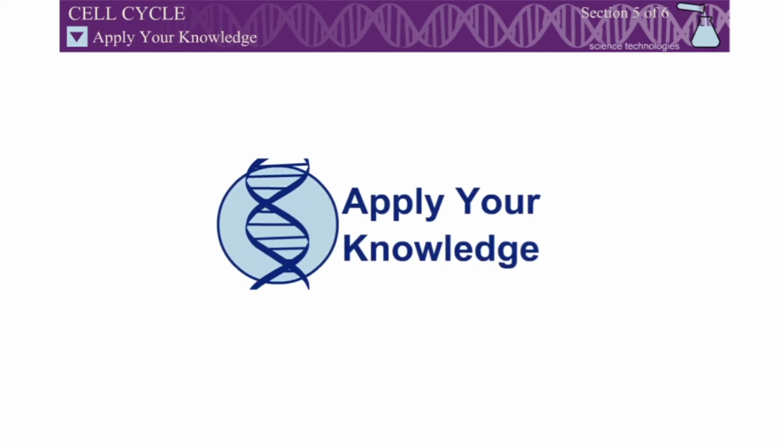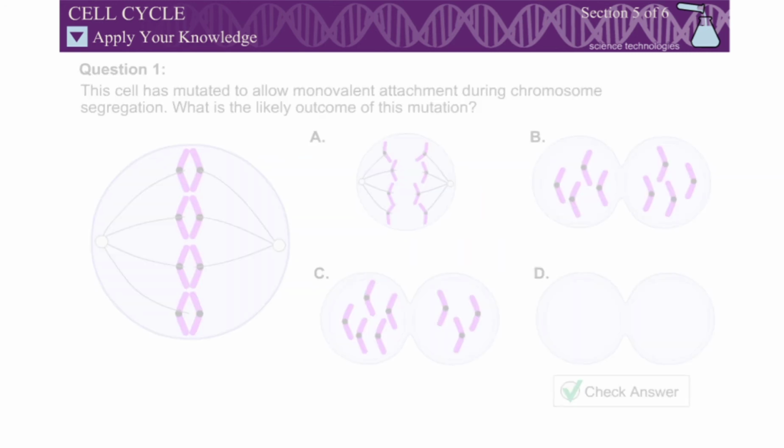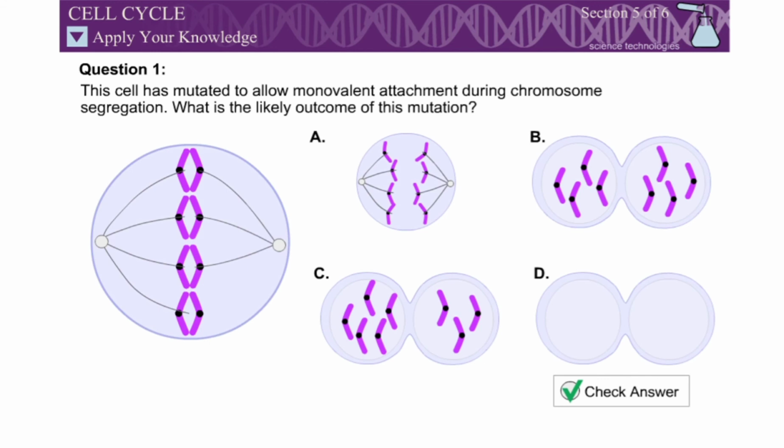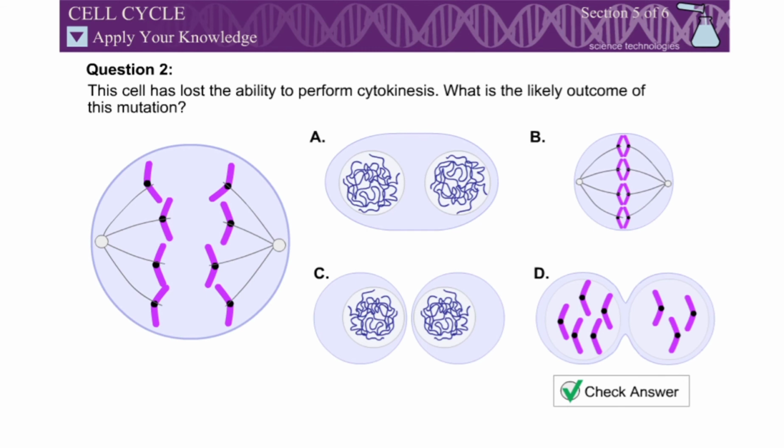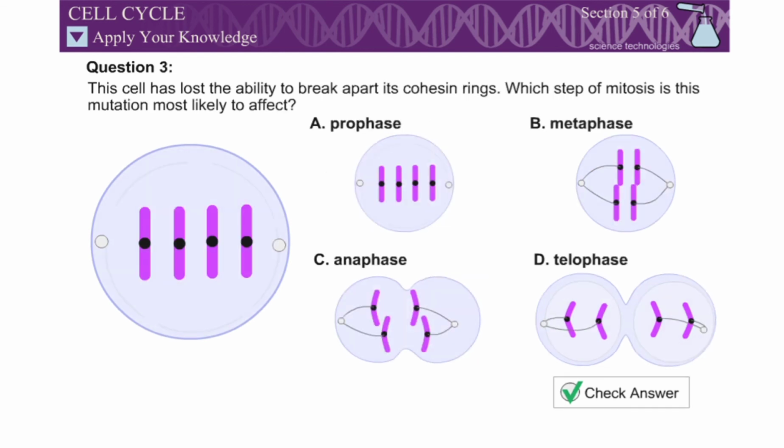How well do you understand the phases of the cell cycle? Test your knowledge by matching the cell activity with the proper cell cycle phase. Question 1. This cell has mutated to allow monovalent attachment during chromosome segregation. What is the likely outcome of this mutation? Question 2. This cell has lost the ability to perform cytokinesis. What is the likely outcome of this mutation? Question 3. This cell has lost the ability to break apart its cohesin rings. Which step of mitosis is this mutation most likely to affect?